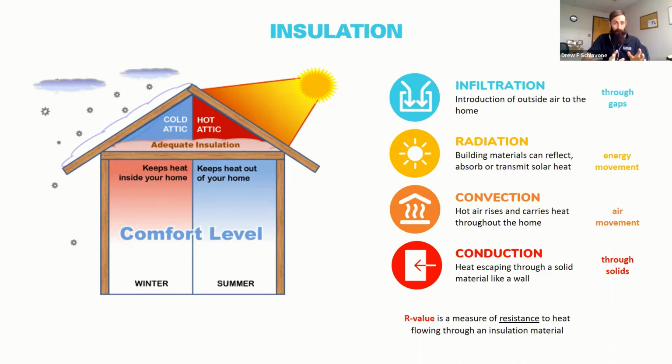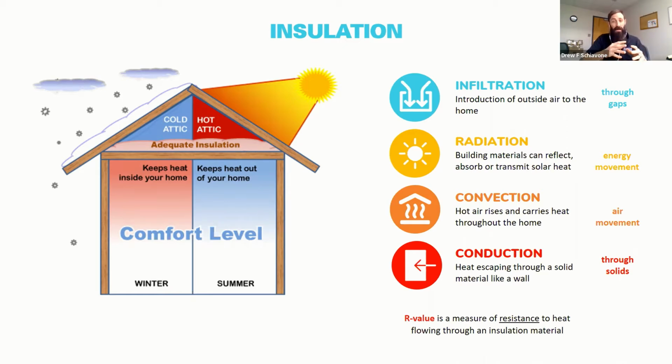Now that's on a very basic level, but we'll talk about 4 different ways that heat actually moves through an environment. How does heat move through your home? First, it happens by infiltration. We just spent the last bit of our program talking about air infiltration and how we stop that with air sealing, caulking, weather stripping, and that kind of thing. Insulation is not really going to help with that.